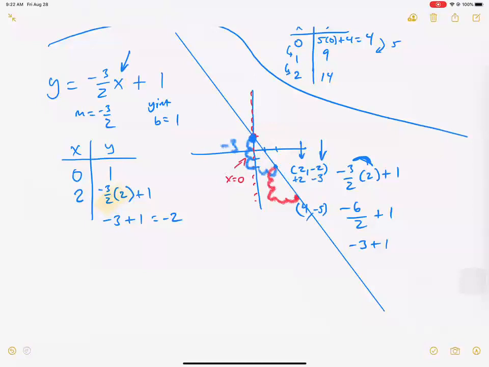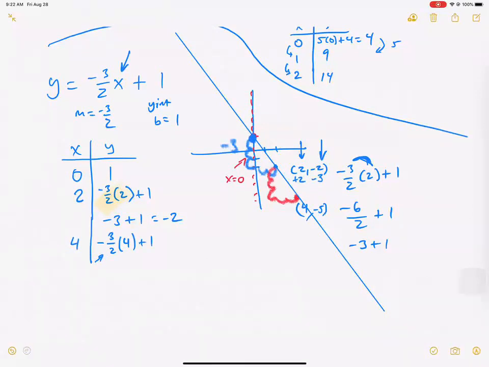Now, let's see if this makes sense. If I plug in a 4 here, let's just double check it. Now again, I chose nice values that can be divided by this denominator 2. So is 4 divisible by 2? Yeah, make my life easy. Just easy hints that you might have forgotten.